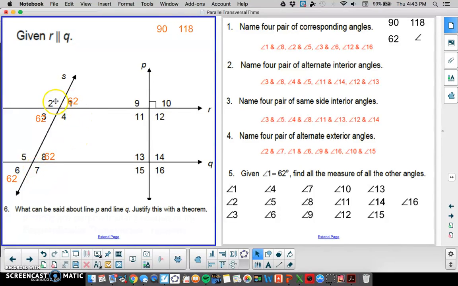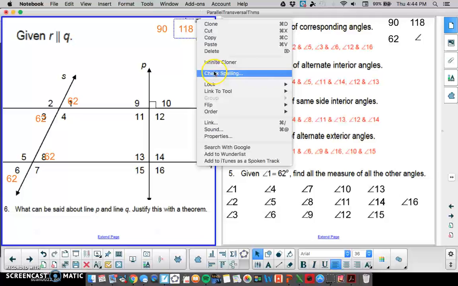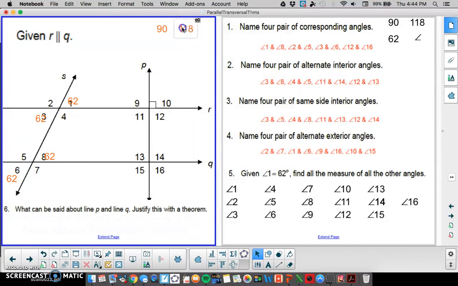Now, how would I find angle 2? I know angles 1 and 2 are supplementary because they're a linear pair. So 180 minus 62 would give us 118. And then I know that angle 2 is 118. Angle 4 is vertical with angle 2, so those are congruent. 4 and 7 are corresponding across those parallel lines. And 5 and 4 are alternate interior. 5 is also corresponding with 2.